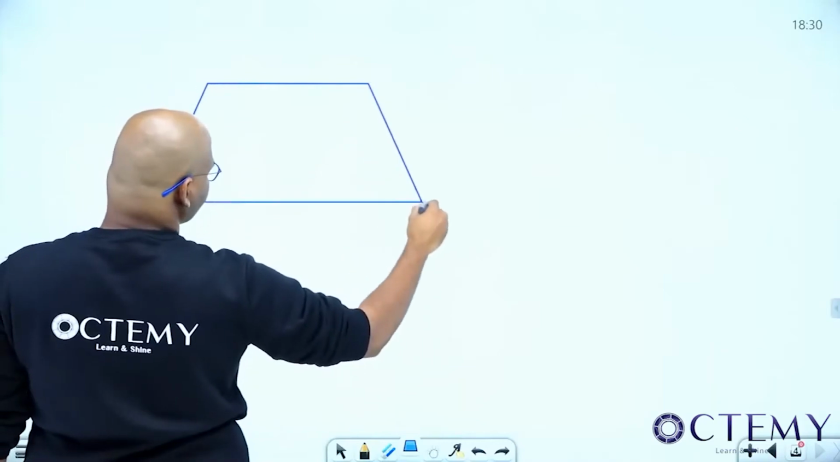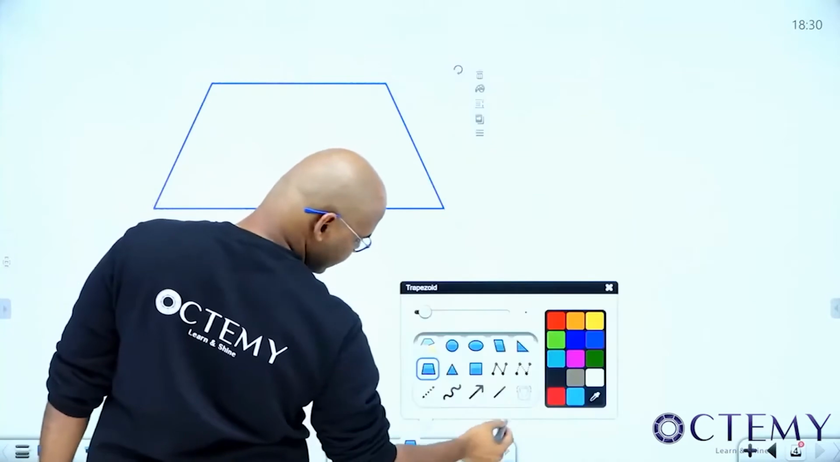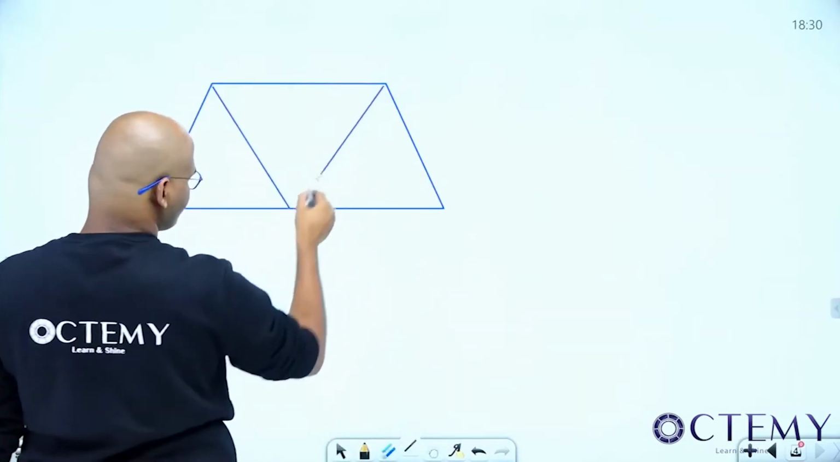Free the body from everything and draw the sketch. Whatever size you require, you draw to that size. Okay. Free the body from everything and draw the sketch. Next.